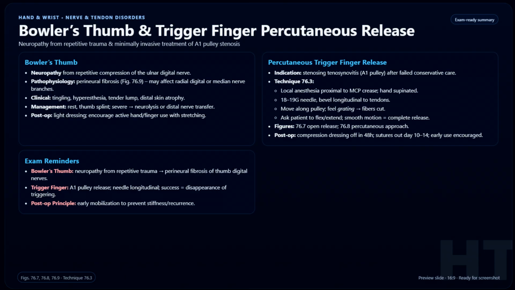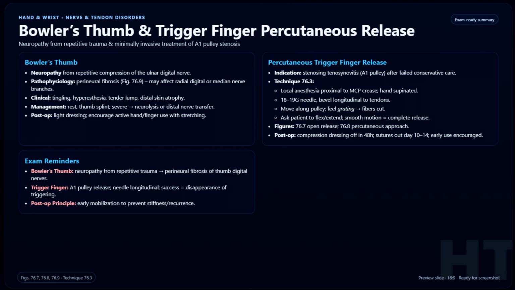Let's continue our lecture by exploring two fascinating and clinically relevant conditions, Bowler's thumb and trigger finger, focusing particularly on the percutaneous release technique. Part 1. Bowler's thumb. Bowler's thumb is a rare but very characteristic neuropathy of the thumb. It results from repetitive compression of the ulnar digital nerve of the thumb, most commonly seen in bowlers who hold and throw the ball several times per week.